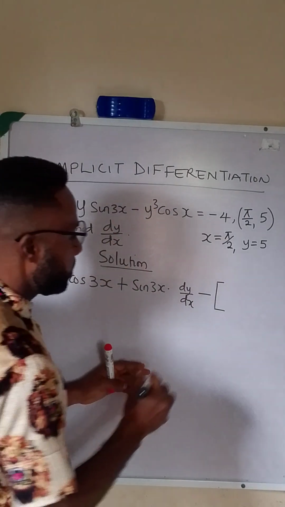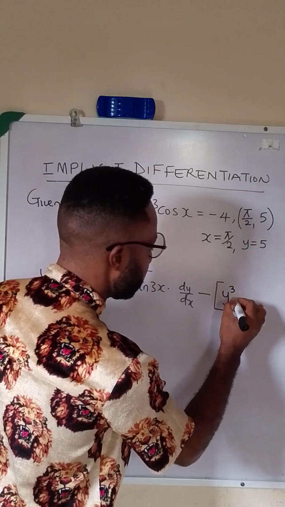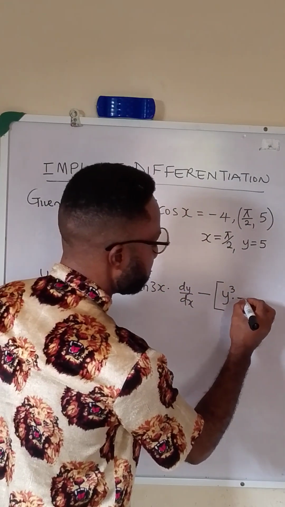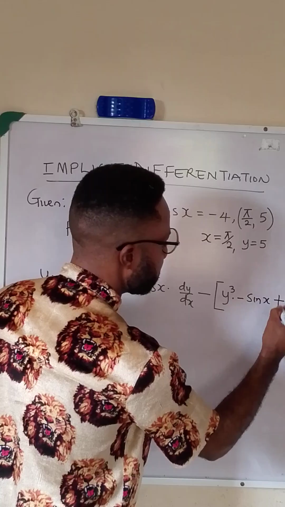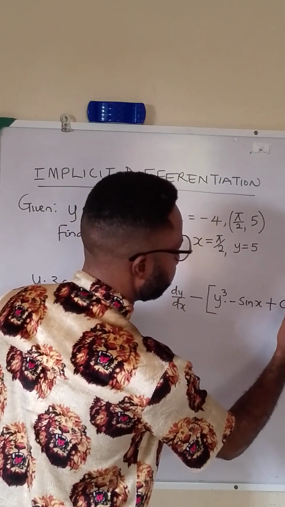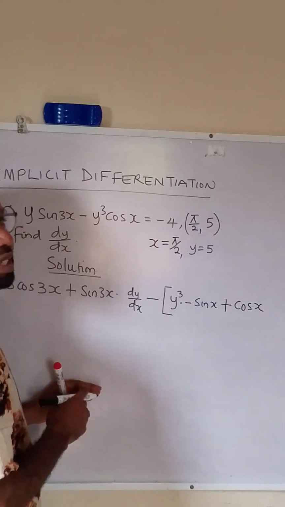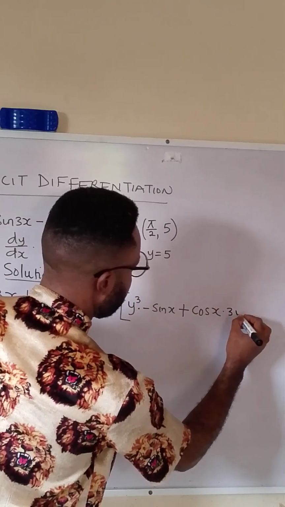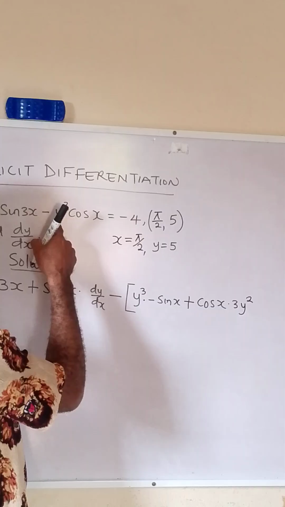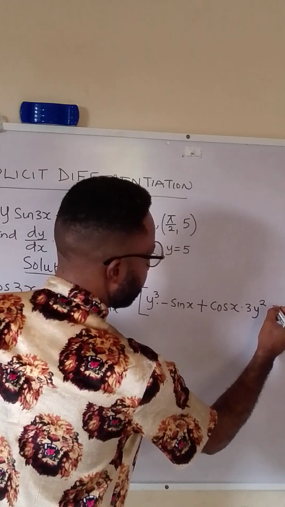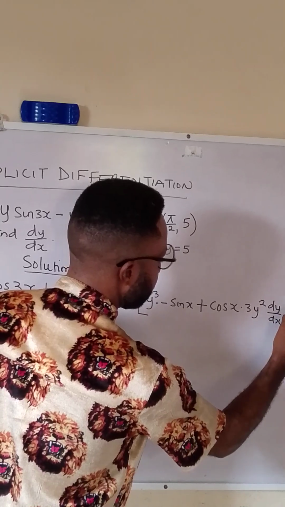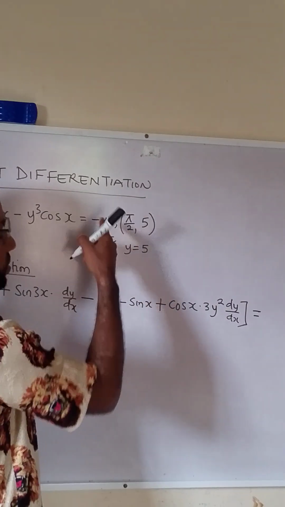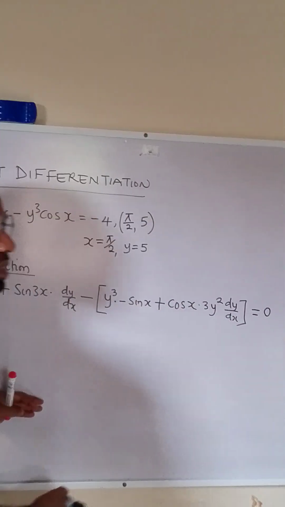Minus, we keep y raised to power 3 constant, and we differentiate cos x. If we differentiate cos x, it's going to give us minus sine x, plus we keep cos x constant, and then we differentiate y raised to power 3, and this will give us 3y squared. And note, whenever you are differentiating with respect to y, you add dy dx. We close our bracket, equal to 0, for when you differentiate a constant, that will give you 0.